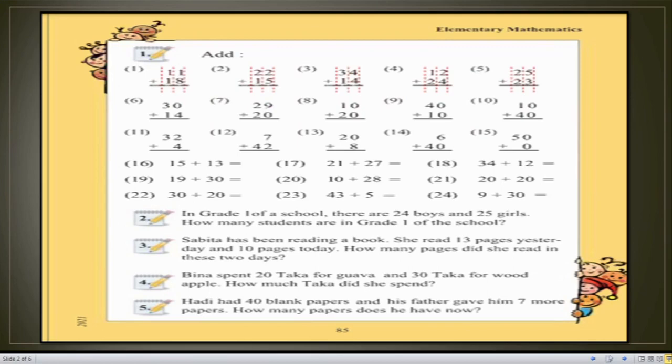And then if we see question number 18, we can see that 34 plus 12 is equal what? You know that 4 plus 2 is equal 6, and that is why there will be a 6. And then 3 plus 1 is equal 4. So the answer of this question will be 46.